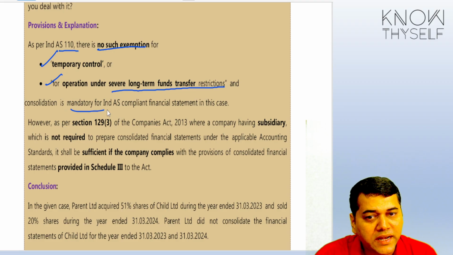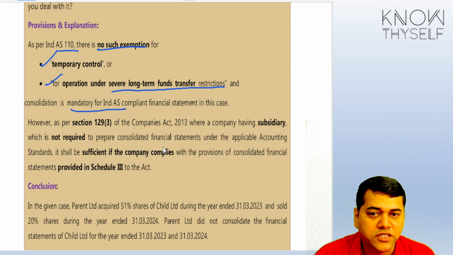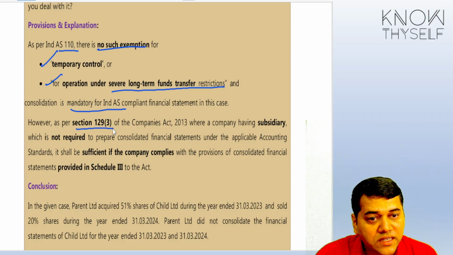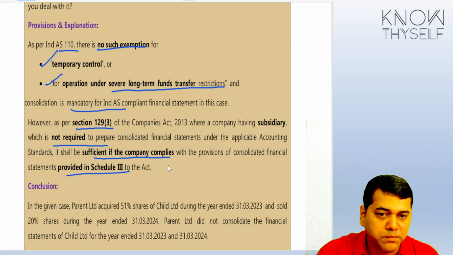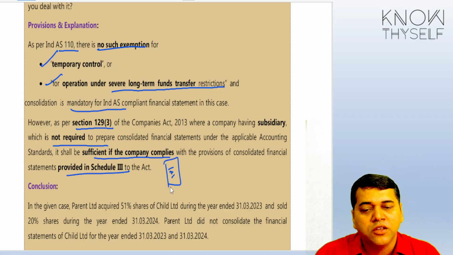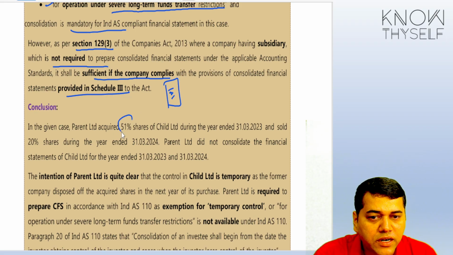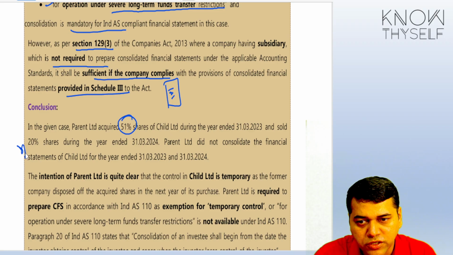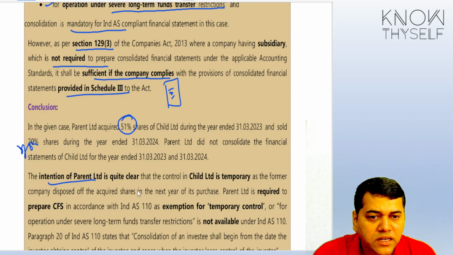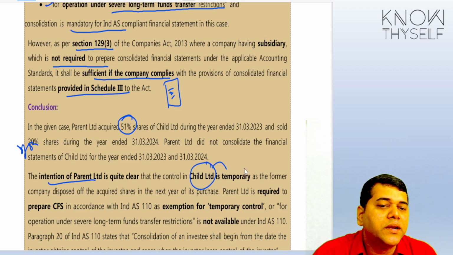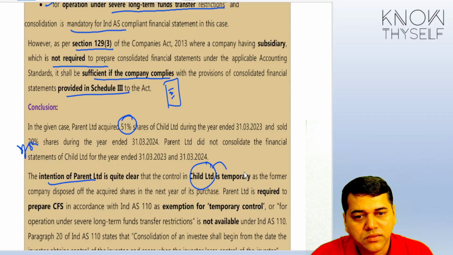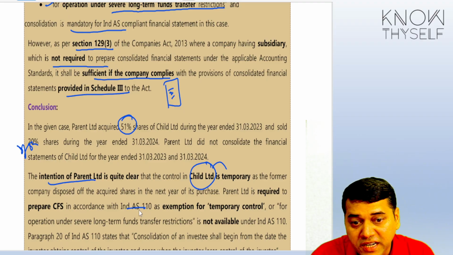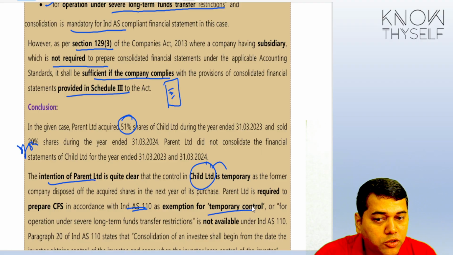So, consolidation is mandatory for Ind AS compliant financial statements. However, section 129(3) says that a company having a subsidiary is not required to prepare CFS, but needs to comply with the provisions of Schedule 3. Okay, preparation of the statement and showing the statement. So in the given case, parent limited has acquired 51%. They did not disclose, so they told the story here. The intention of the parent is very clear that the acquisition of the child is only temporary. So if the accounting standard is applicable to them, they need not consolidate. So parent is required to prepare CFS as per 110 because the temporary control concept is not applicable to them.